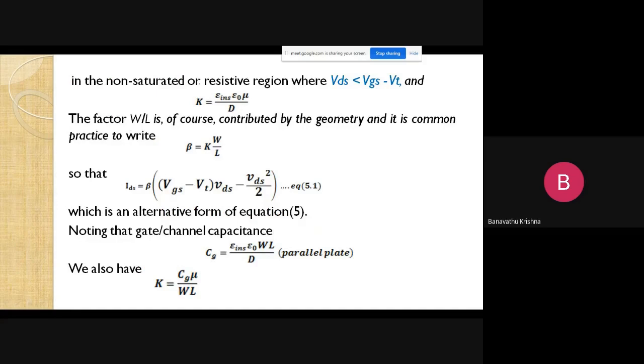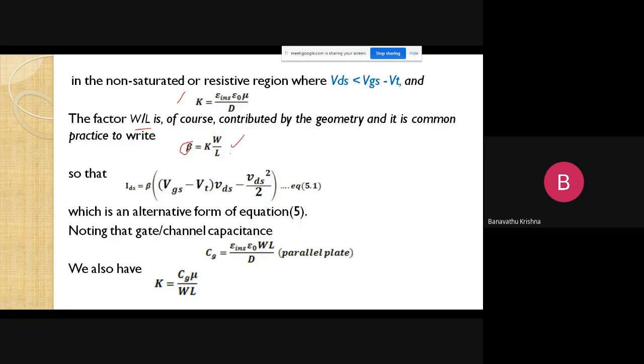In the non-saturated or resistive region, as I told you, VDS is less than VGS minus VT. For simplification, we write K equal to epsilon insulation, epsilon naught into mu by D. The factor W by L is contributed by the geometry, and it is common in practice to write beta equal to K into W by L.